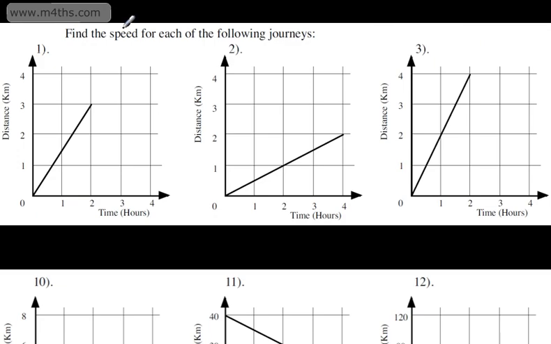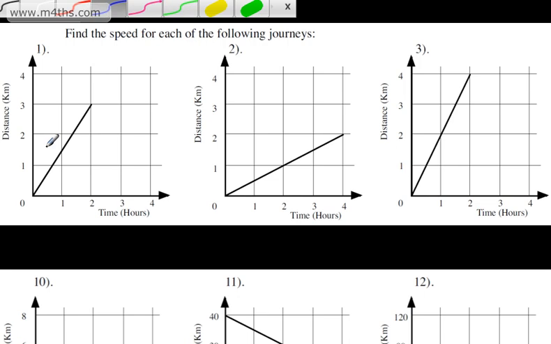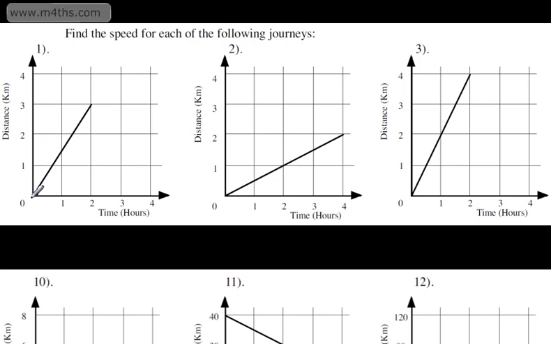It says find the speed for each of the following journeys. So let's look at the first one. We've started at 0. It's important that we check that we start at 0. We've done a distance of 3 kilometers in 2 hours. So we can say now that the speed is going to be the distance divided by the time. The speed is going to be 3 divided by 2, and that's going to be 1.5, and it will be kilometers an hour. We're given kilometers here and hours just here.